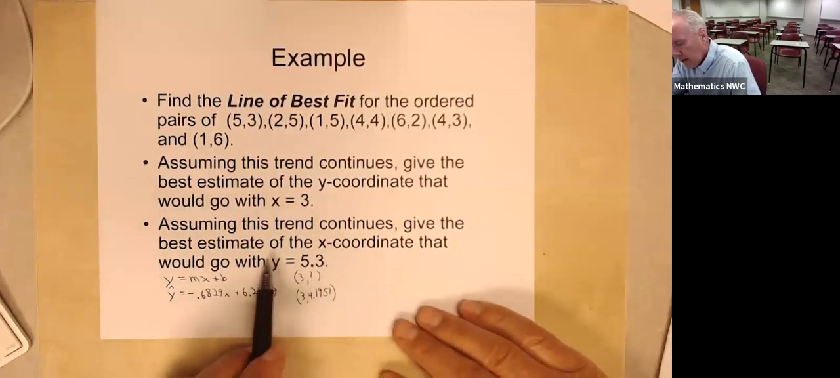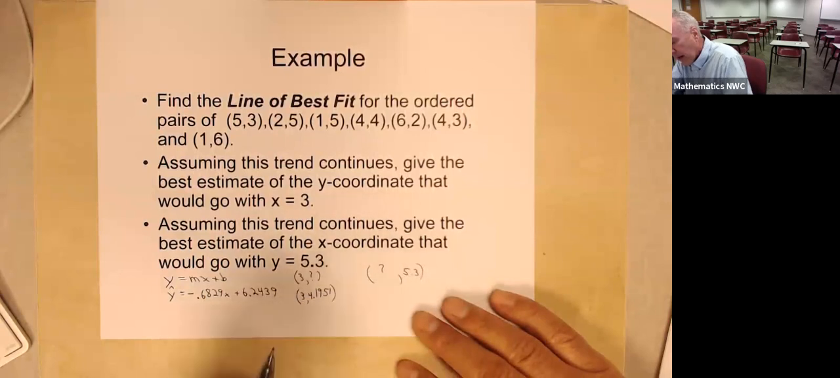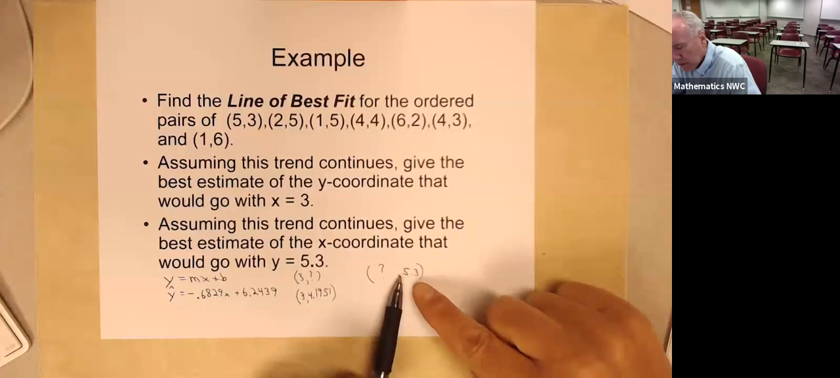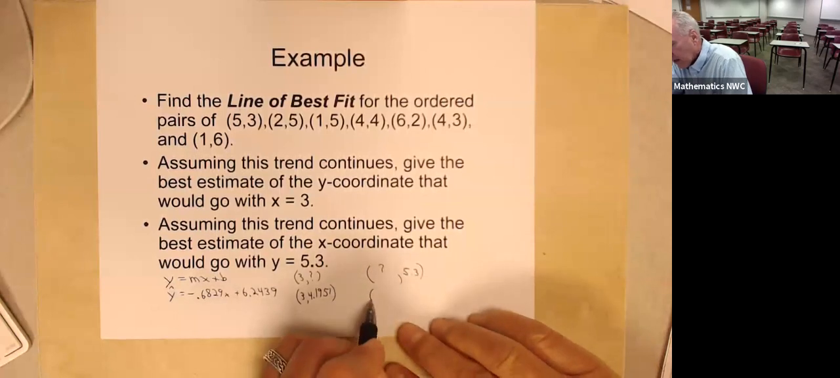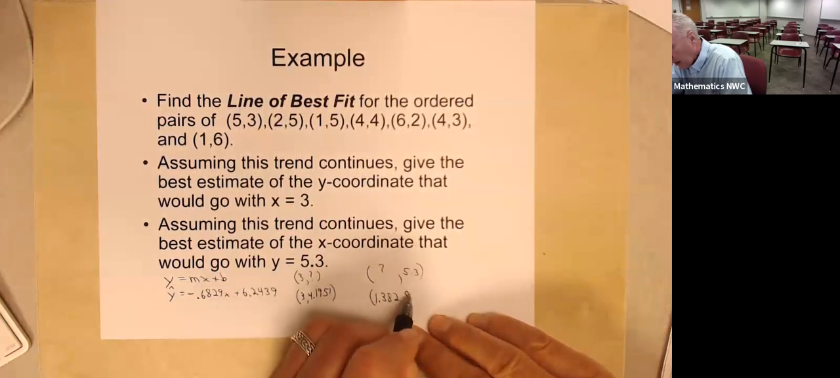Now they also want me to find the x coordinate that would go with 5.3. That would be if the y is 5.3, they want me to find the x coordinate. So I would take this 5.3, which is in the y position, I would put it in the y here, take this number and bring it across, divide that by a negative 0.6829, and what I would get for that x number right there, x would have been 1.382. The y was 5.3.